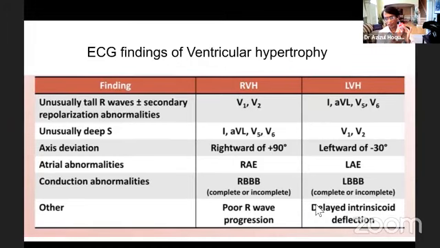For example, if it's a PDA or VSD, you think, okay, this volume overload is going to be on the right side first, not the left side. Then the initial enlargement you're going to see is on the right side, the right ventricle and right atrial enlargement. And subsequently, in a later stage, you might see it coming on the left side. That would be the late stage of the situation.